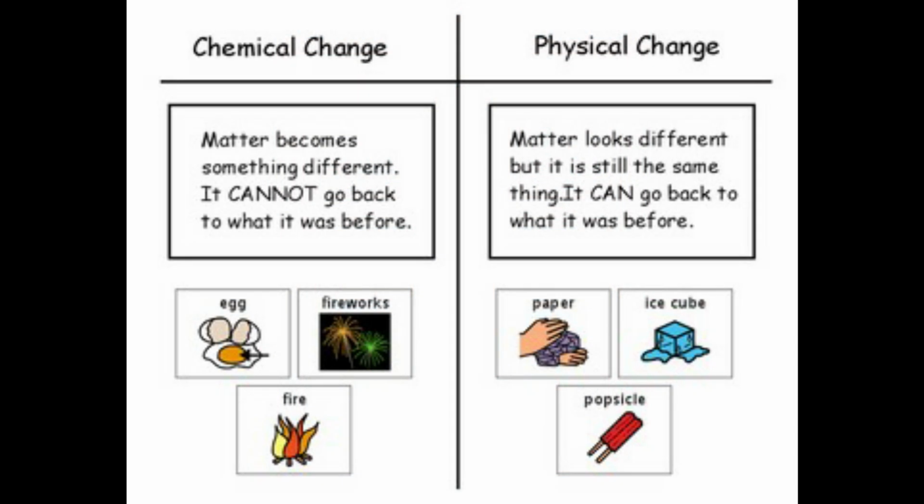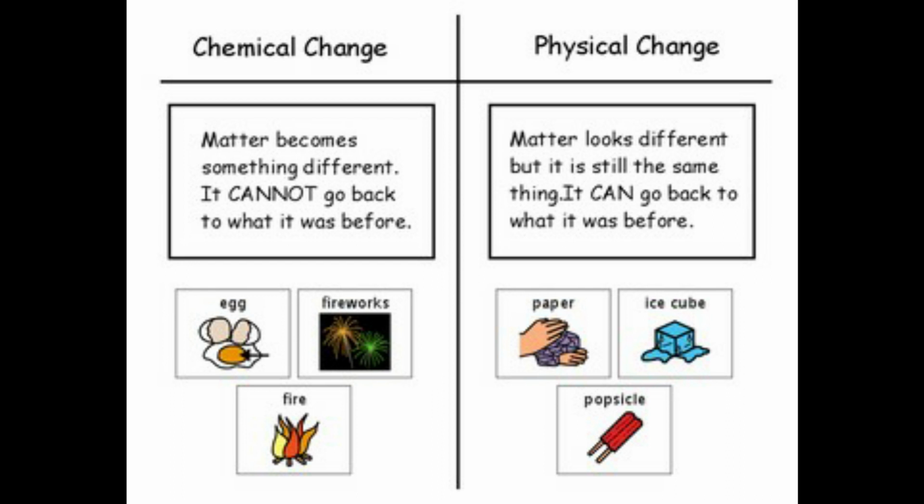It's done them backwards now, so try not to get confused. It's starting with chemical changes. So a chemical change means that matter becomes something different. It cannot go back to what it was before. So think of it as the chemicals inside of it, the things that make up the material, have changed. So it's a completely new material. Whereas a physical change on the other side of that T-chart, it says that matter looks different, but it is still the same thing. It can go back to what it was before.